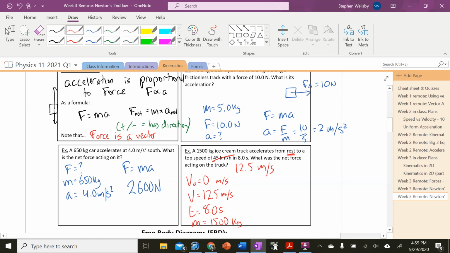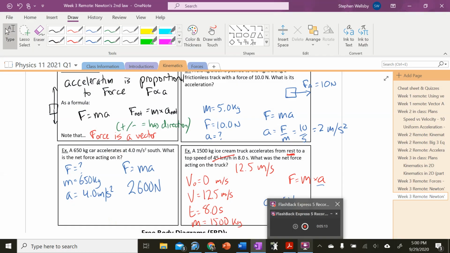Well, in order to find the net force, we need the following equation: F equals m times a. Now we don't have F, and we also don't have A, but based on the information that we do have, we should be able to find that. And so let's take a little detour and try and solve this one here. So A is the change in velocity divided by time.